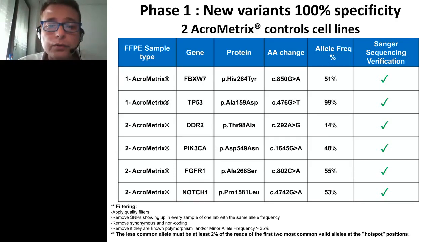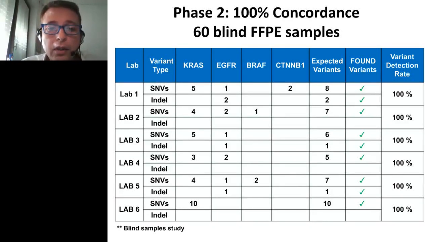The third phase was, I would say, the most difficult phase, in which every lab was asked to analyze 15 difficult samples, 5 colon carcinoma and 10 lung carcinoma samples. They were chosen for the low percentage of tumor cells or the poor quality of DNA. So we wanted really to assess whether the panel could work in limiting situations.